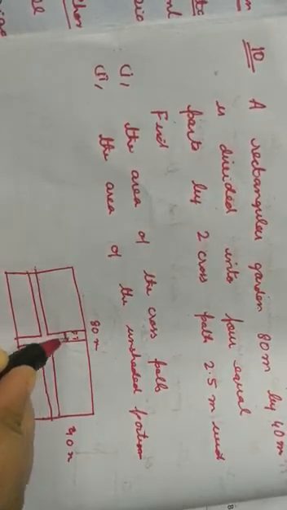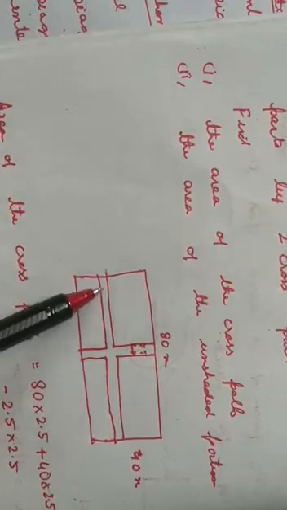So here is that particular question. This is what my diagram is. It's 80 meter by 40 meter. It says that these cross paths are 2.5 meter wide. Okay, so these are all 2.5 meter wide. So what do we have to find out? We have to find out the area of the cross paths. That means area of this plus area of this. That means basically, according to the diagram, the area of the shaded part.